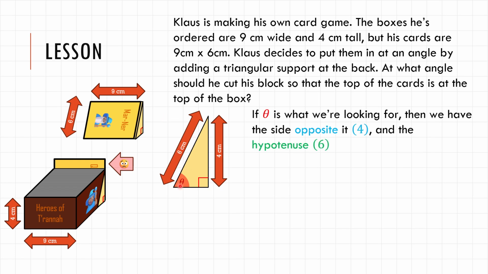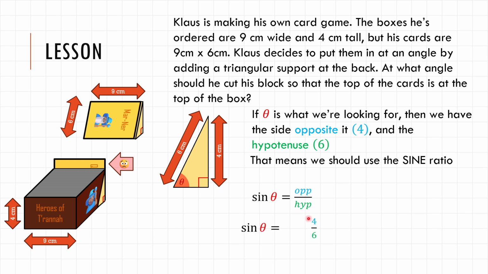So in this case, we're looking to find out what is theta. What is this angle? Now we know that the side opposite it is 4 centimeters, and the hypotenuse is 6 centimeters. So there is a ratio that we can use that relates these three variables, and that is the sine ratio. Remember, the sine ratio will always tell you the opposite divided by the hypotenuse for any angle. So sine theta is opposite over hypotenuse, and the opposite side is 4 centimeters and the hypotenuse is 6 centimeters.